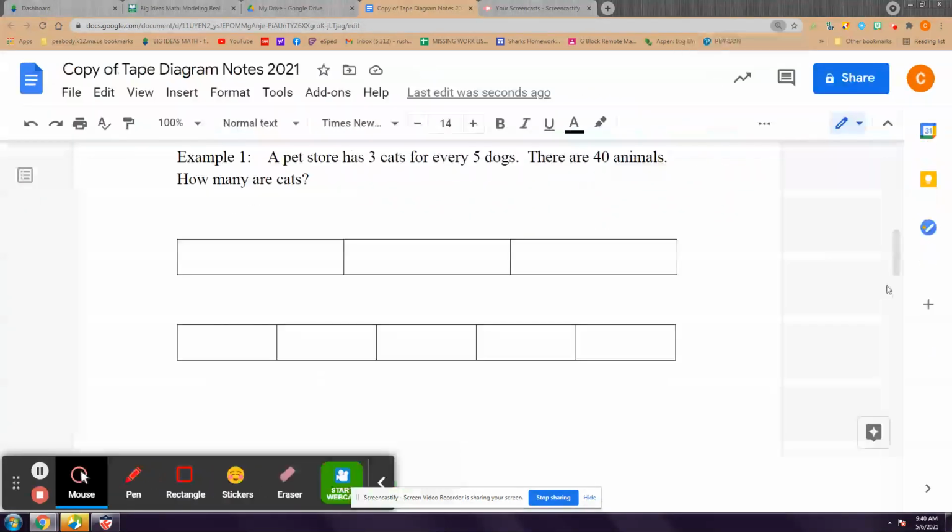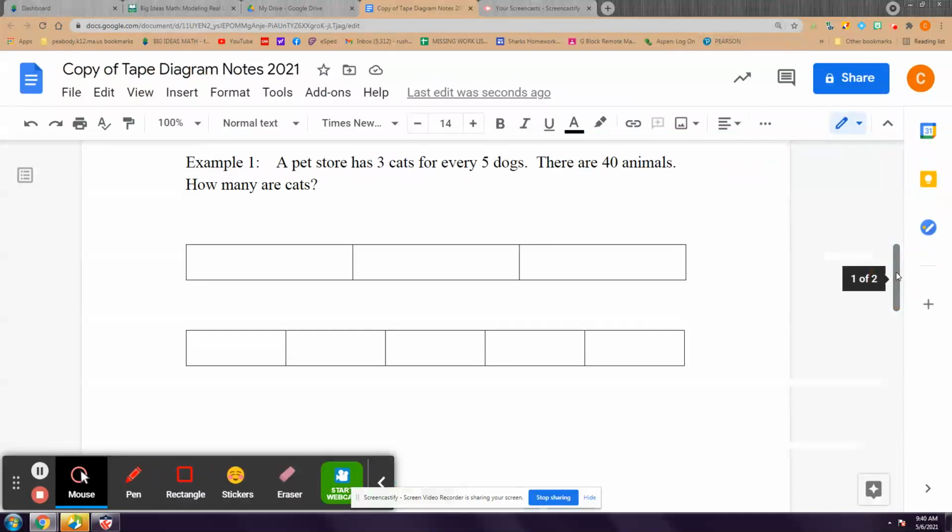Okay, so the problem says, example one, a pet store has 3 cats for every 5 dogs. There are 40 animals, so that's the total, 40 animals in total. How many are cats? So first we have to figure out what our ratio is. Remember, we're comparing two things. The two things we're comparing here are cats and dogs.